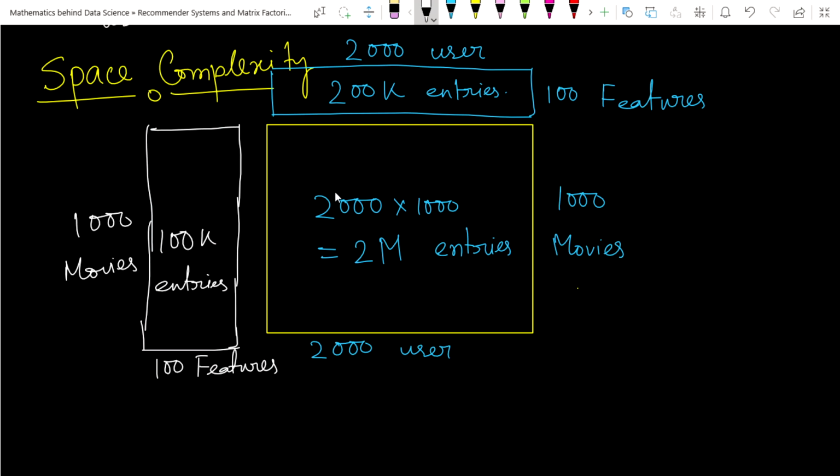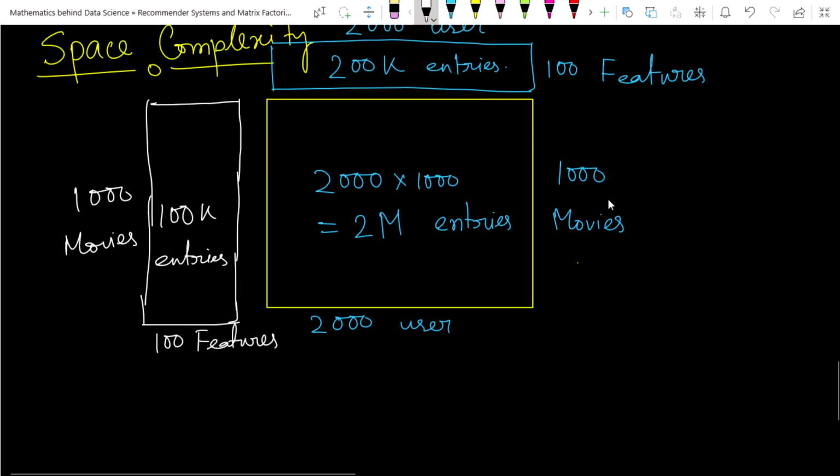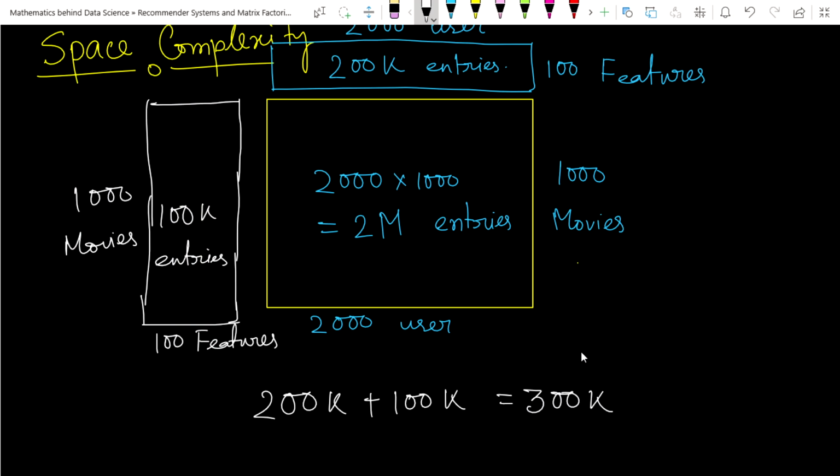So if we consider this matrix, then we have to store 2 million entries. But if we somehow make this matrix factorization, then how many entries do we have to store? Just see it now here. In such cases, we have to store 2000k plus 1000k. So simply 300k, it's enough. 300,000 spaces is enough.